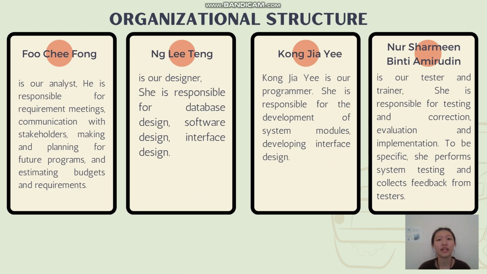The next is organization structure. Fujifilm is our analyst. She is responsible for requirement meetings, communication with stakeholders, planning for future programs, and estimating project and requirements. The next is Aniteng. She is our designer. She is responsible for database design, software design, and interface design. The next is Kongjai. Kongjai is our programmer. She is responsible for the development of system modules and developing the interface design.